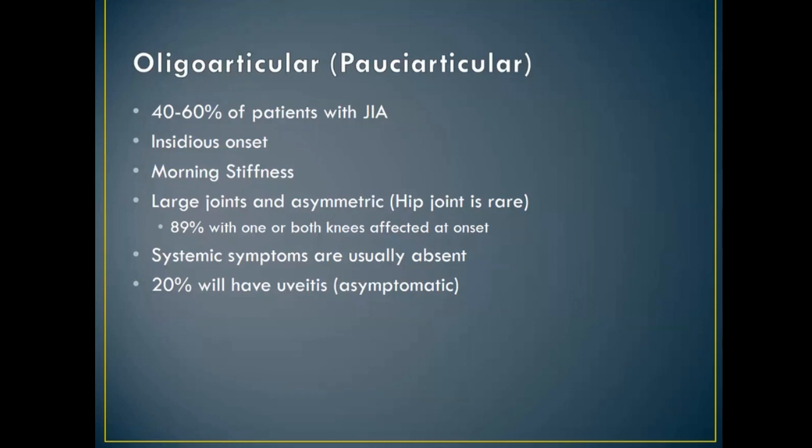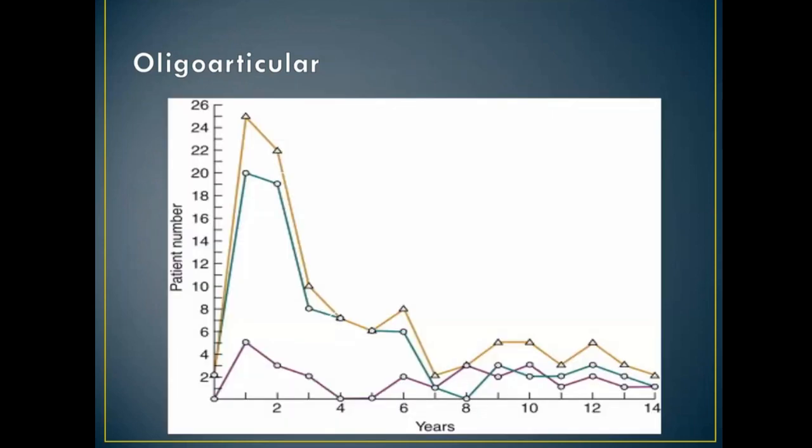Systemic symptoms are absent in the patients who have less than 5 joints, and this category puts you at a higher risk for uveitis. And a lot of those patients are asymptomatic. 3 or 4-year-olds are not going to complain about blurry vision. Even the older patients who could complain about blurry vision, it could be an asymptomatic inflammation in their eye. So we always have them see ophthalmologists periodically.